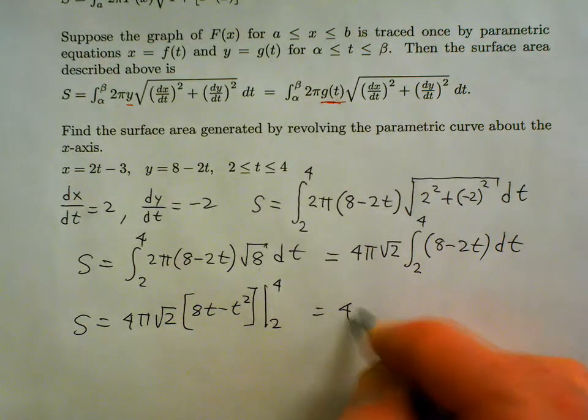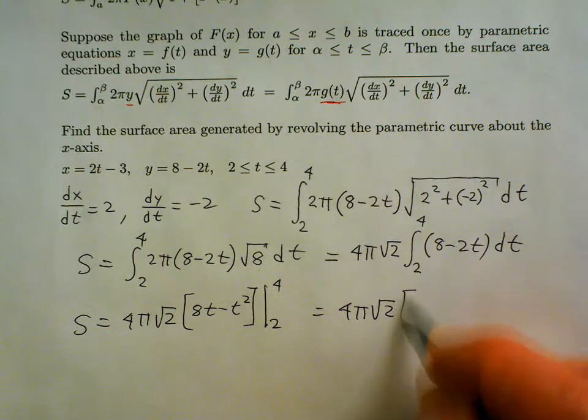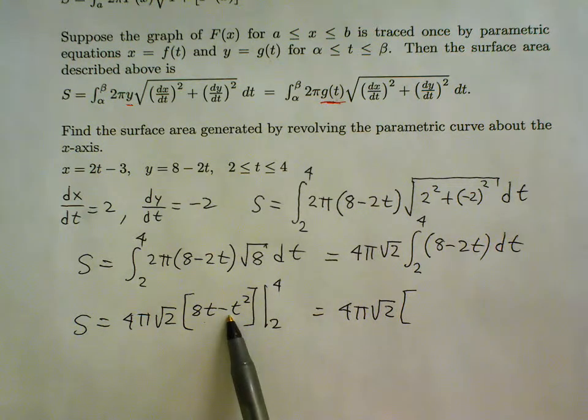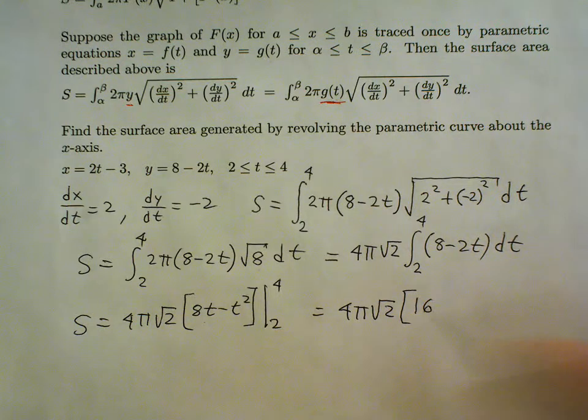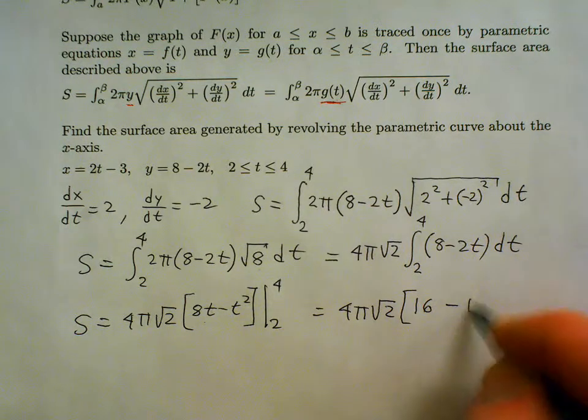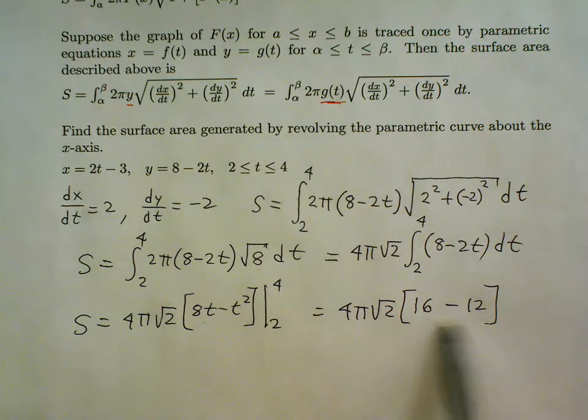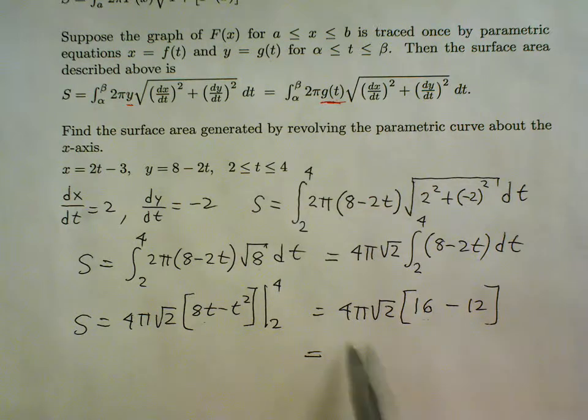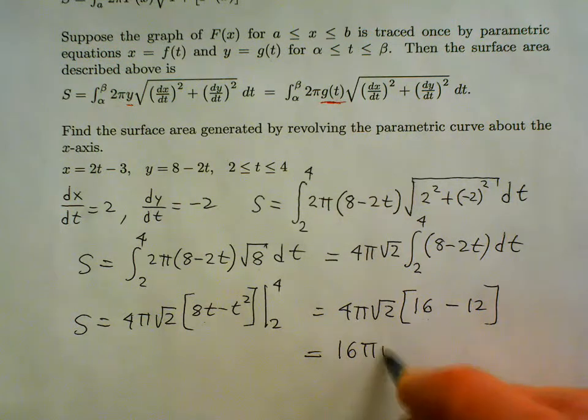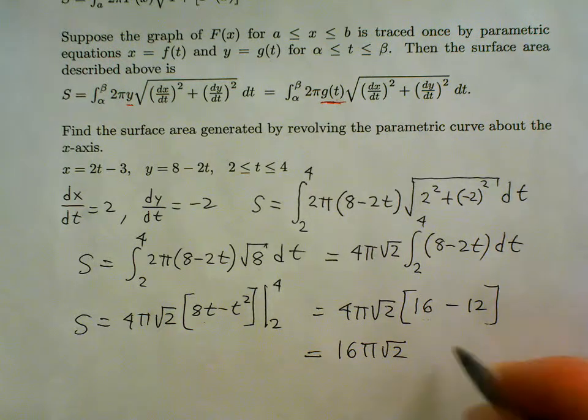Okay, so 4 pi times the square root of 2. When t is 4, we get 32 minus 16, or 16. And then from that, 8 times 2 minus 2 squared is 16 minus 4, or 12. So this equals 4, and then when we multiply that by 4 pi times the square root of 2, we get 16 pi times the square root of 2. Since it's area, it's square units, whatever the units happen to be.